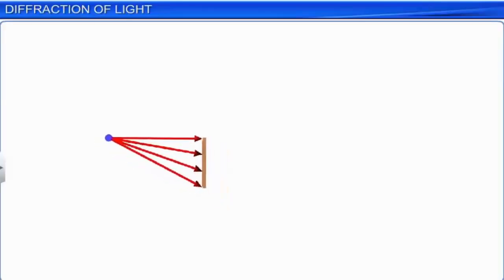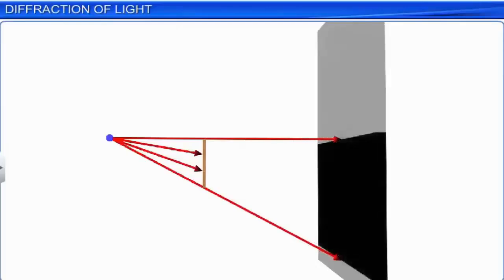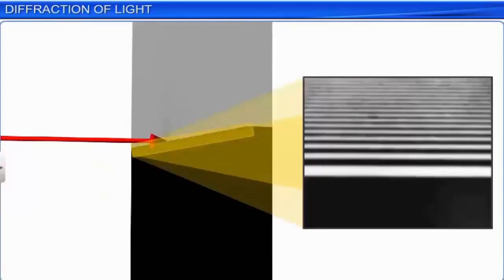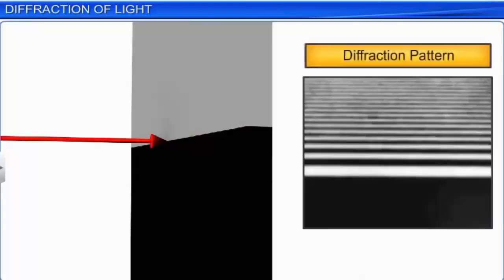If a screen is placed behind an opaque object, light from the point source travels in a straight line and forms a shadow on the screen. But if we look at the shadow closely, we observe that no sharp boundary exists between the shadowed and the illuminated regions. The illuminated region above the shadow of the object contains alternate bright and dark fringes because of diffraction of light, and the pattern is called a diffraction pattern.